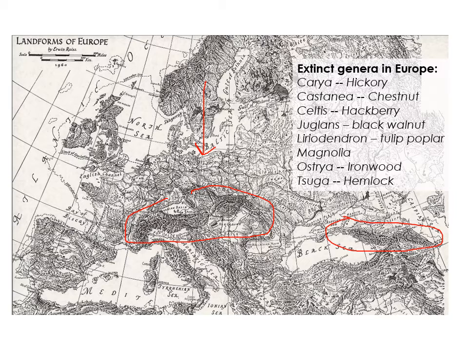So hickory, chestnut, hackberry, black walnut, tulip poplar, magnolia, ironwood, hemlock: these are all trees that we have in North America. They were able to escape the advance of glaciers and find refuge in the south and then migrate back north as climate warmed, but in Europe they were gone.